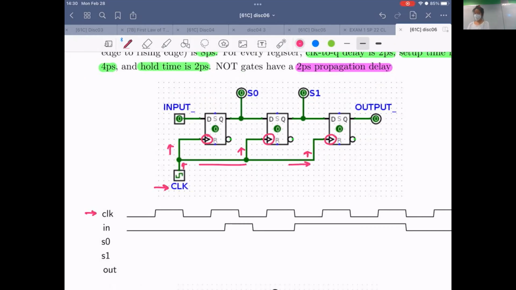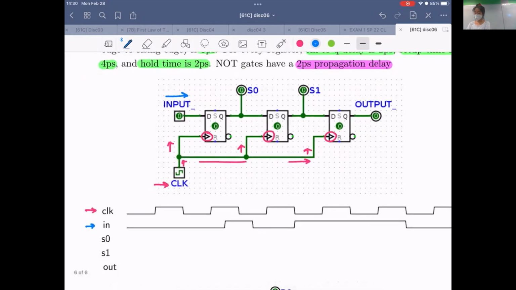So that's good. And then we have our input right here. I'm going to use blue for that. Our input starts out at a 0, which makes sense because our value here is low. We can see that it only gets fed into the data of the first register. That's important because when we look at the second and third registers, the input is the output of the previous register. So it's dependent on the previous register.